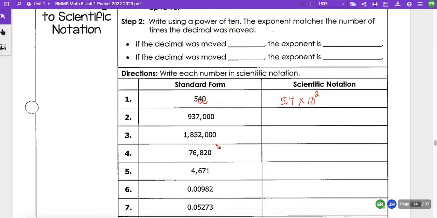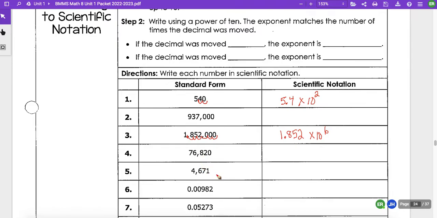Okay, so let's skip down to number 3. So once again, we're going to locate our new decimal, and we can count as we go. 1, 2, 3, 4. I'm still not there. 5, 6. Now I got one number to the left, so we moved 6 places. Okay. So remember that. And now I'm going to write my root number. And I'm going to drop the zeros at the end, so 1.852. And because we moved 6 places, we're going to say times 10 to the 6th power.